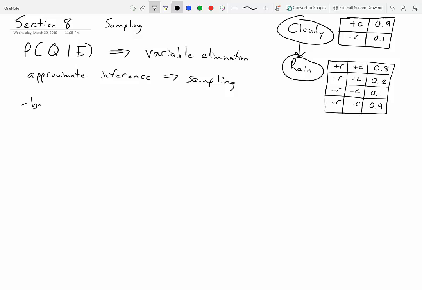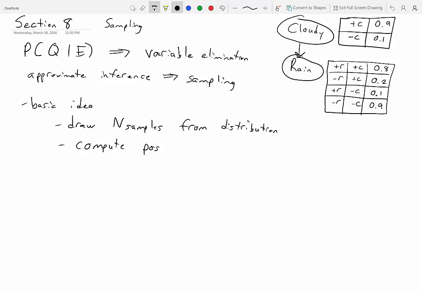So the basic idea is that we draw n samples from the distribution, and the distribution can be represented by a Bayes net. And from these samples, we can compute an estimate of the posterior, which is what we're looking for, which is the probability of the query variables given the evidence variables.